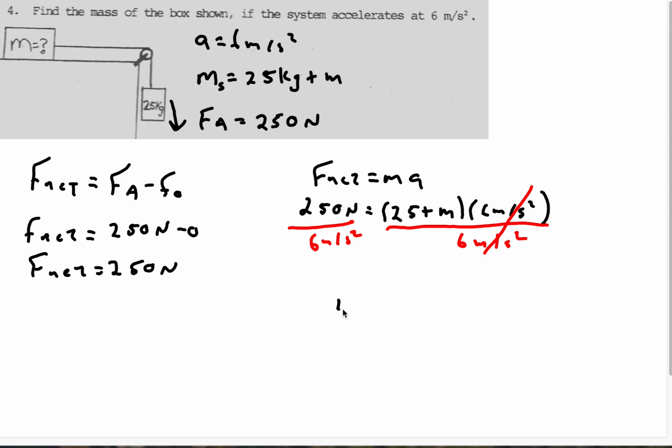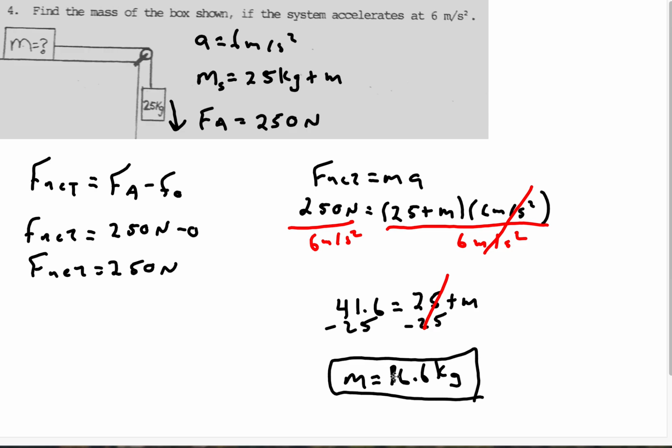It's 41.6. So that'll be 41.6, and then that equals 25 plus m. Now I want to get rid of this 25. It's being added, so you would subtract it. So if I subtract that right there, that disappears, right? And I would get m equals 16.6 kilograms.